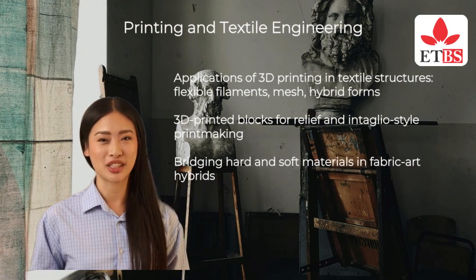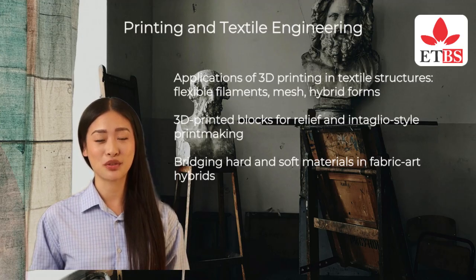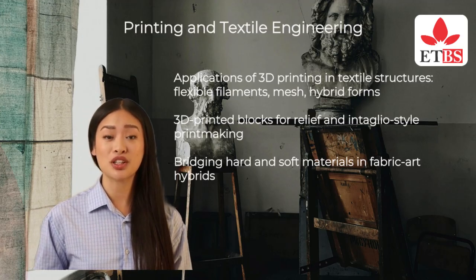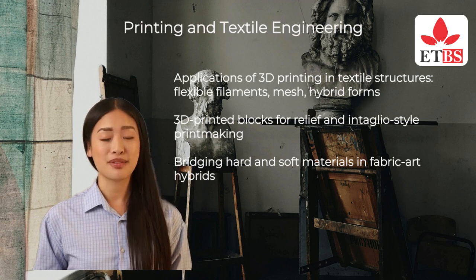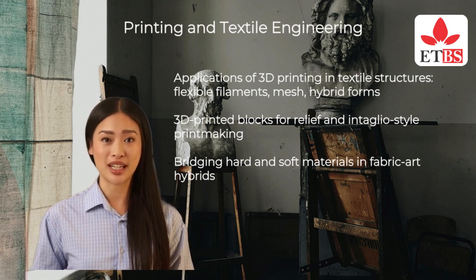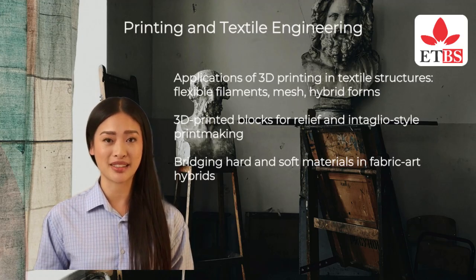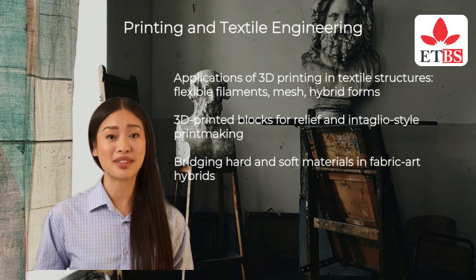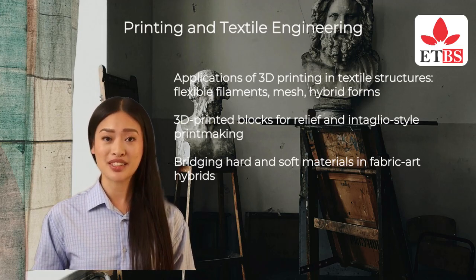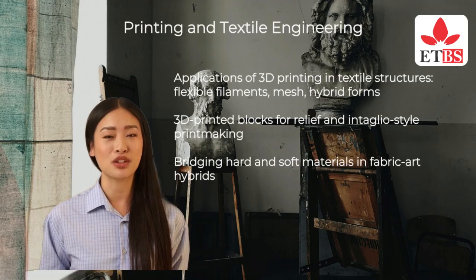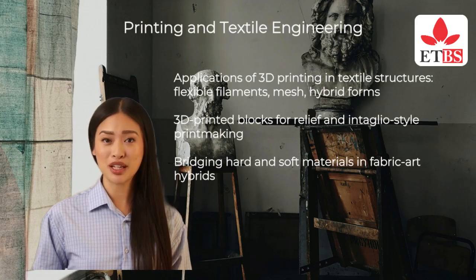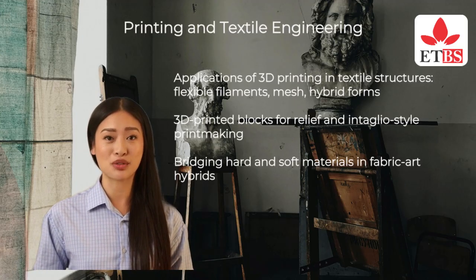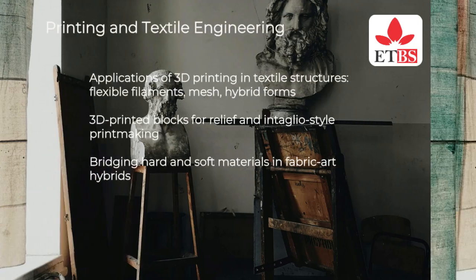Printing and textile engineering. Applications of 3D printing in textile structures. Flexible filaments, mesh, hybrid forms. 3D printed blocks for relief and intaglio-style printmaking. Bridging hard and soft materials in fabric art hybrids. Custom fabrication for stamps, embossing plates, and modular surfaces. Use of biodegradable PLA and recycled filament for eco-innovation.